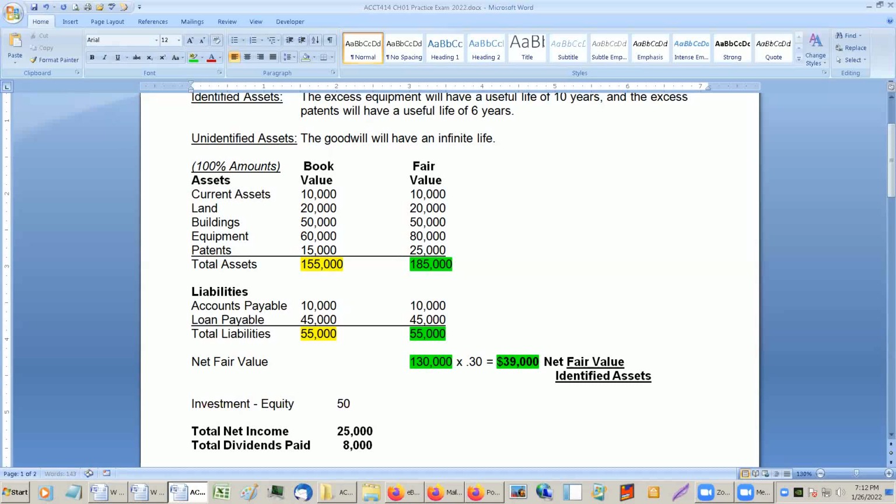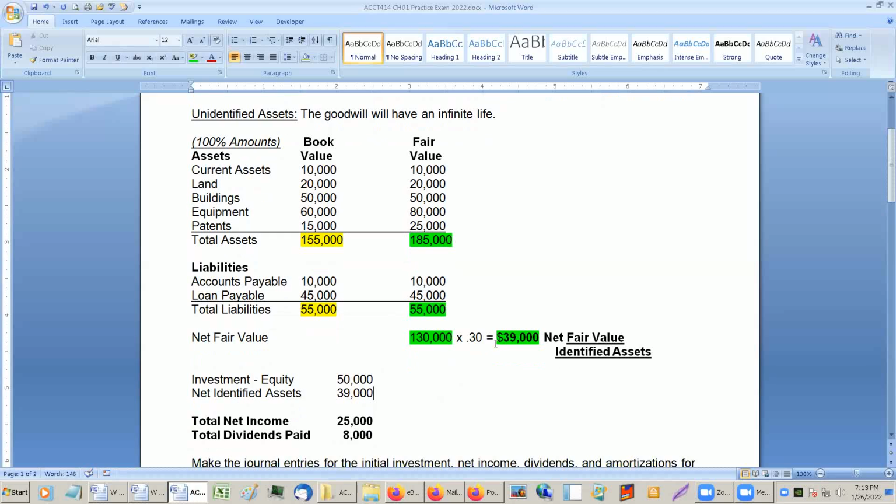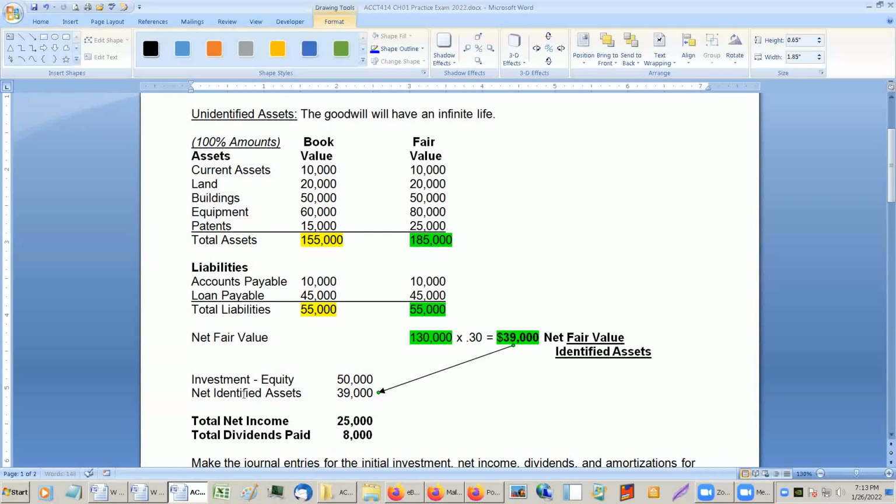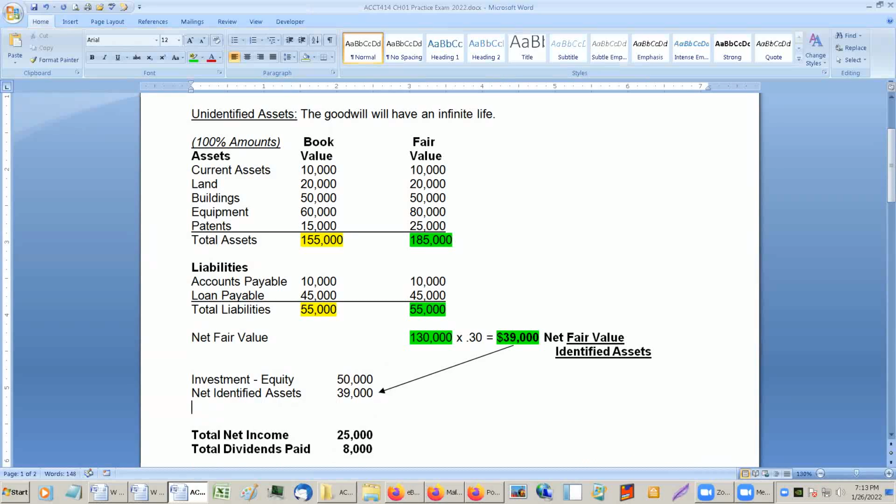Yeah. So investment in the equity is 50,000. Net identified assets, $39,000. So how much of the assets are not identified? $11,000.